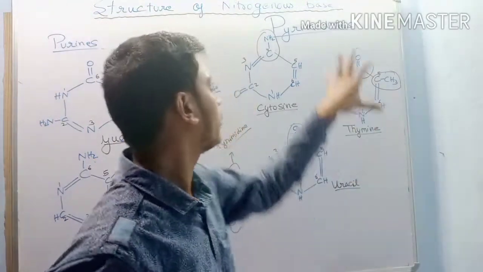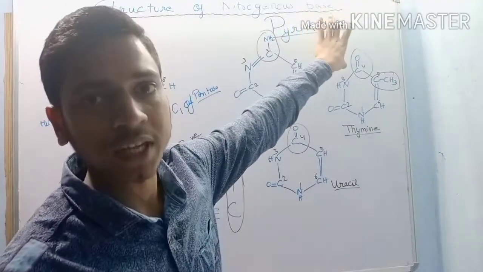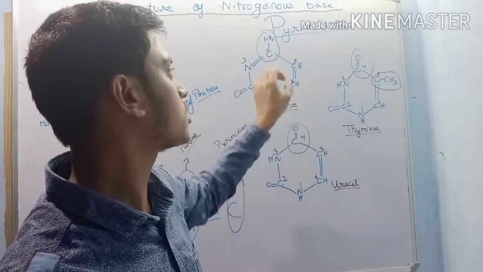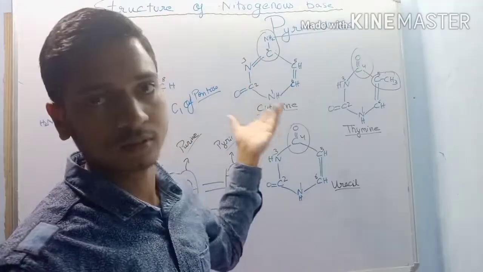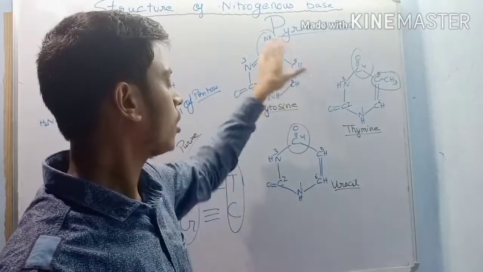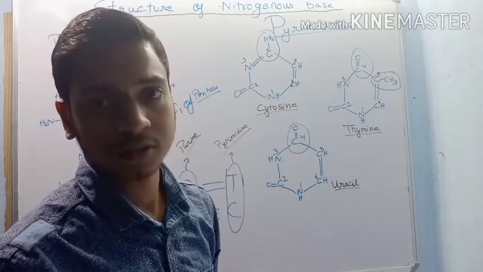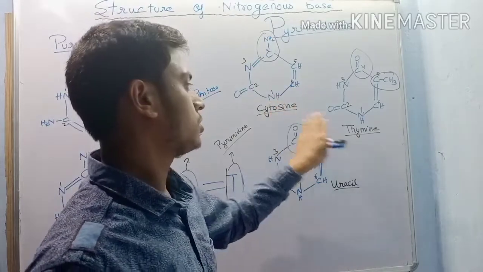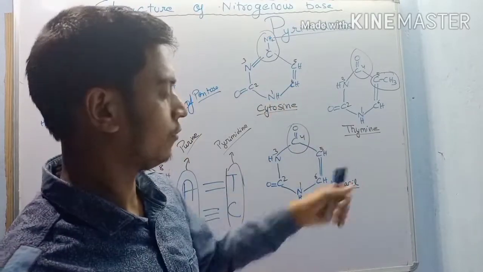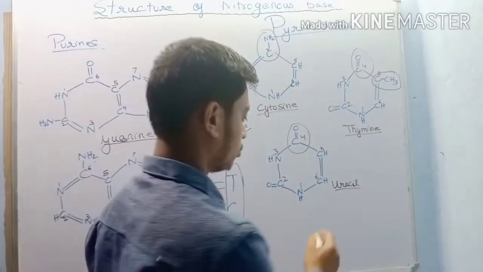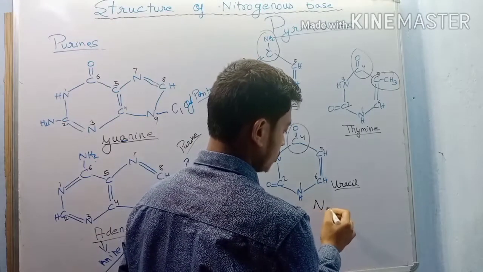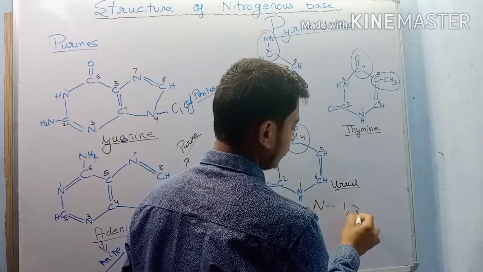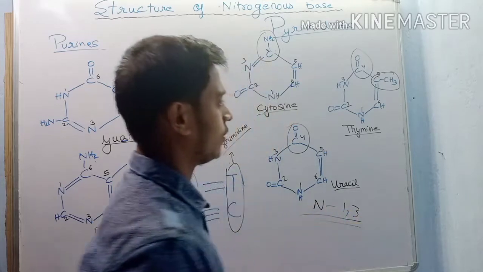You just have to remember that pyrimidine is monocyclic, that is, a six-membered ring is present, six carbon, a hexagonal structure, in cytosine, thymine and uracil. And where the nitrogen is present: two nitrogens are present in position 1 and 3. That's it. This only you have to remember.